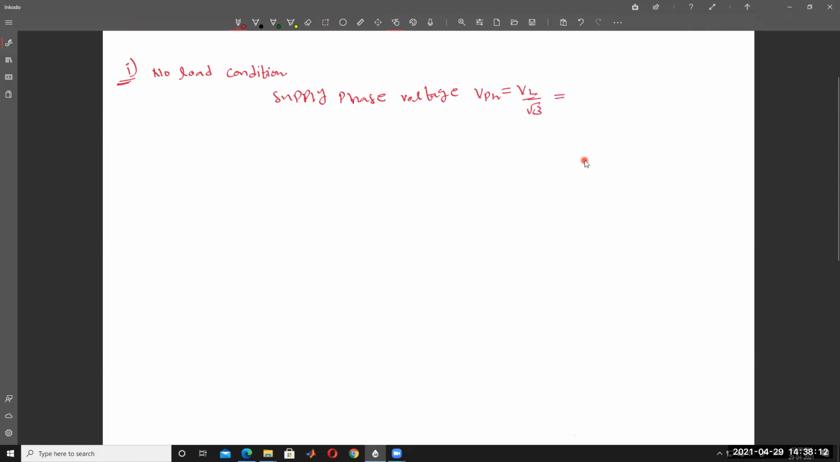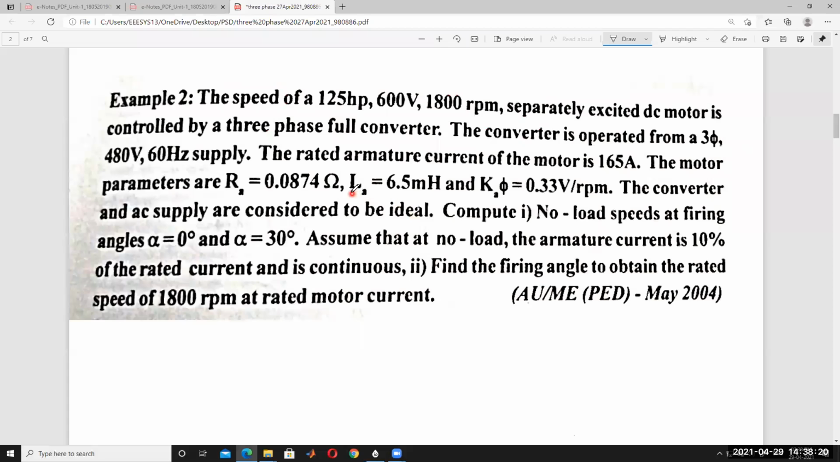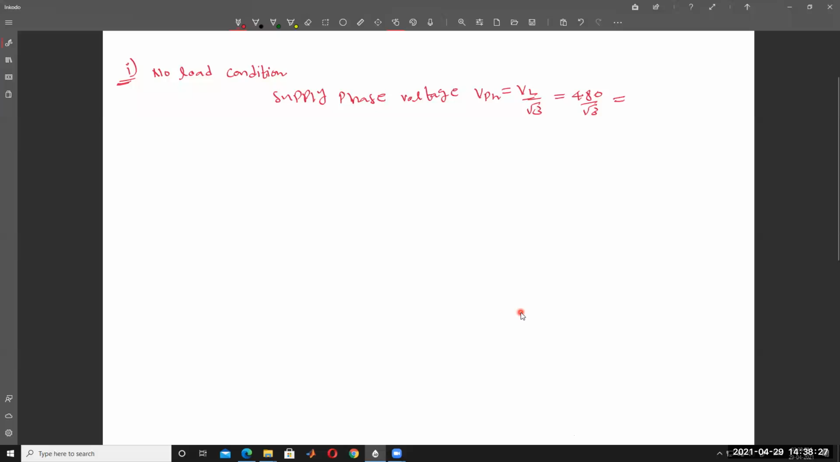The line voltage is 480 volts. The problem is given. So line voltage is equal to 480 volts, that's why the phase voltage becomes 480 by root 3. So it's equal to 277.12 volts.